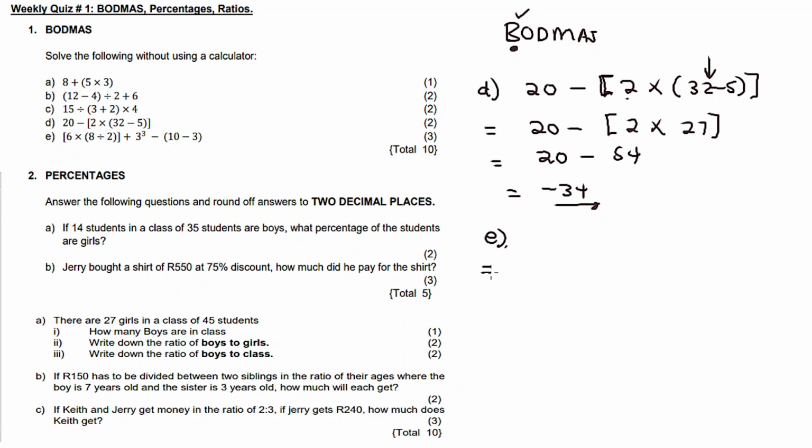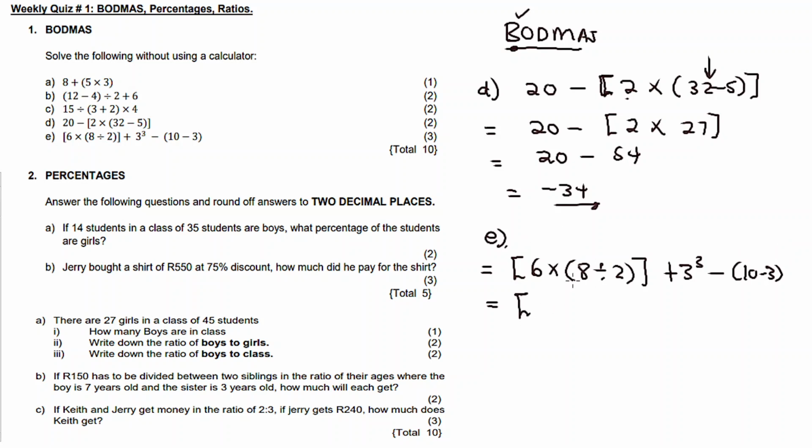So E, this is equal to 6 multiplying a bracket of 8 divide by 2, close bracket, open a square bracket, plus 3 raised to exponent 3 minus a bracket of 10 minus 3, equal to, okay, I have a set of brackets. How many? 1, 2, 3. I have 3 brackets, so we have to solve for all of these brackets first according to BODMAS. Let's get rid of the brackets first.